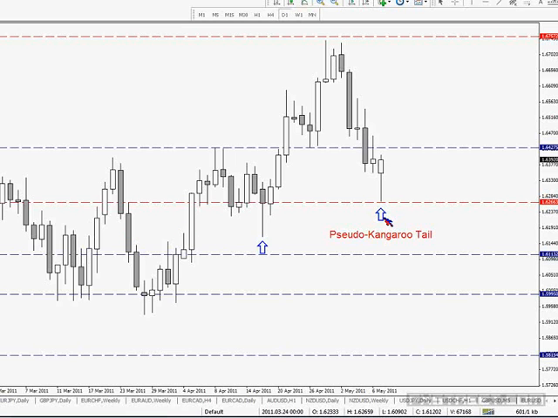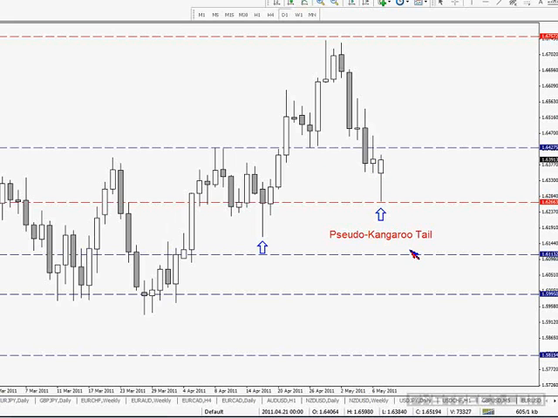A pseudo kangaroo tail is just like our normal kangaroo tail, but the previous bar has such a small range, the open and the close are not inside the previous bar's range. So that's it.